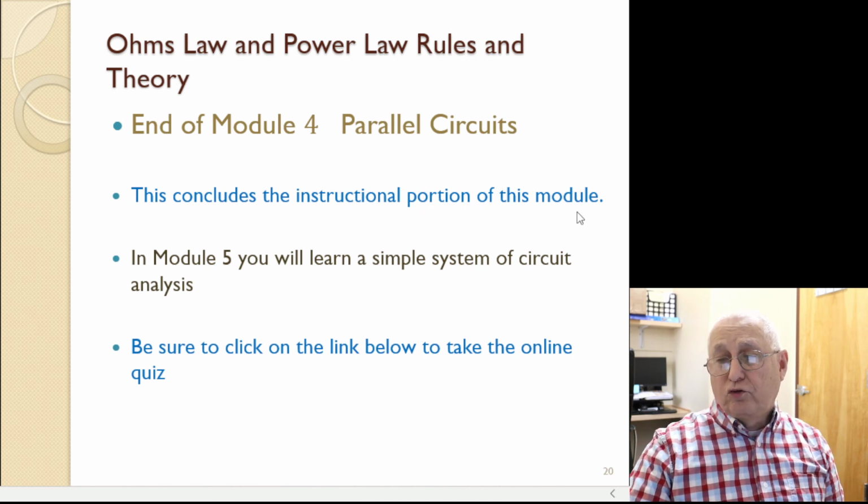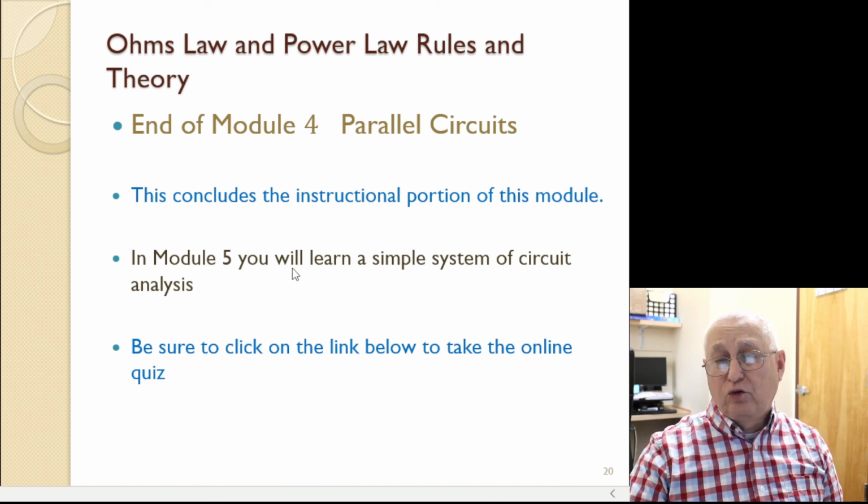This concludes the instructional portion of this module. In Module 5, you will learn a simple system of circuit analysis. Basically, we've been doing it, but we'll define it a little bit more in the next module.